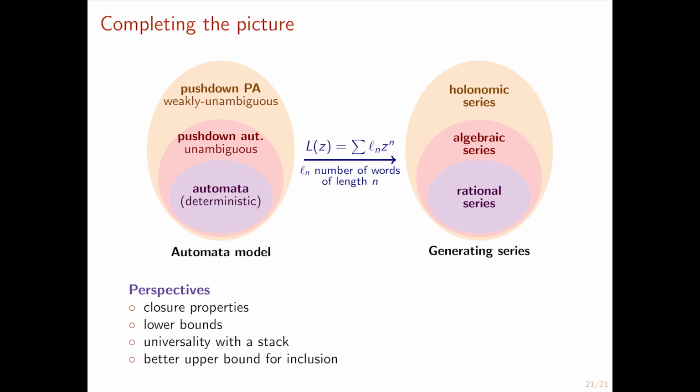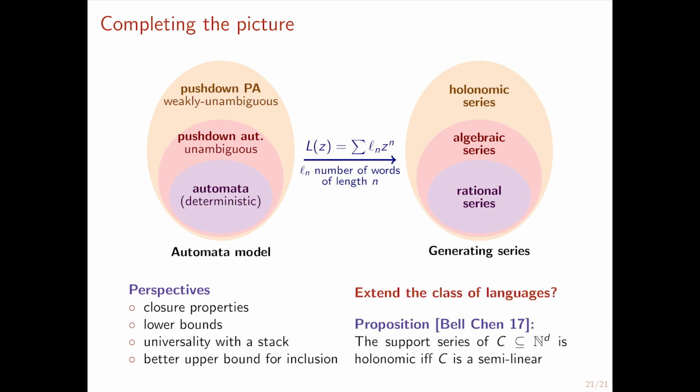The inclusion problem cannot be solved like we did when we add a stack, because pushdown Parikh automata are not closed anymore under intersection. But another interesting algorithmic problem that we could look at is the question of universality of weakly-unambiguous pushdown Parikh automata. Another perspective would be to find better upper bounds for inclusion, either by involved automata techniques or by better algorithms to handle the Hadamard product.